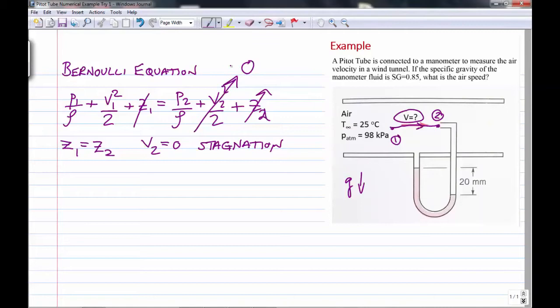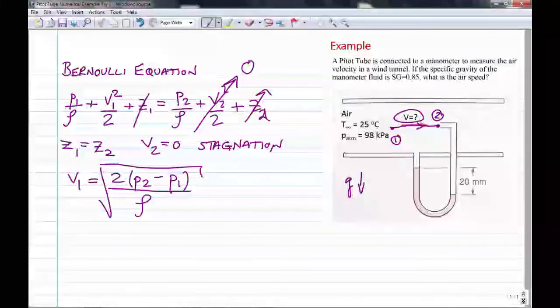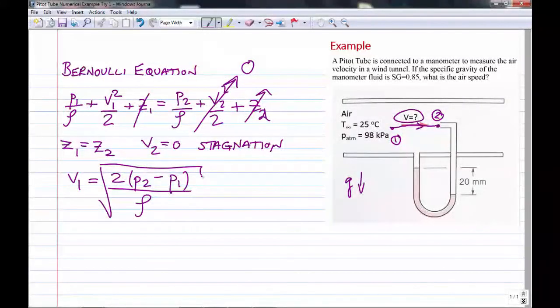So now we can solve. This is quite a simple example. We can solve for V1, and it's going to equal the square root of 2 times (P2 minus P1) upon rho. The common mistake is to get the densities confused. This density here is the density of air. It's the density of the fluid, because it's where it came from in Bernoulli's equation. And sometimes students get confused and use the density of the manometer fluid.